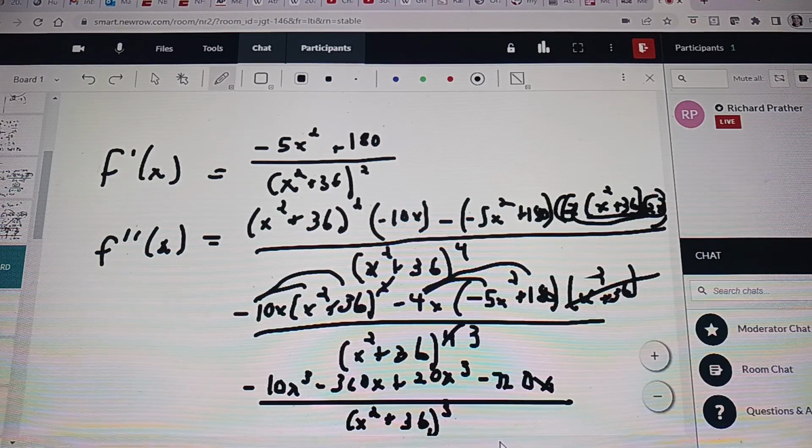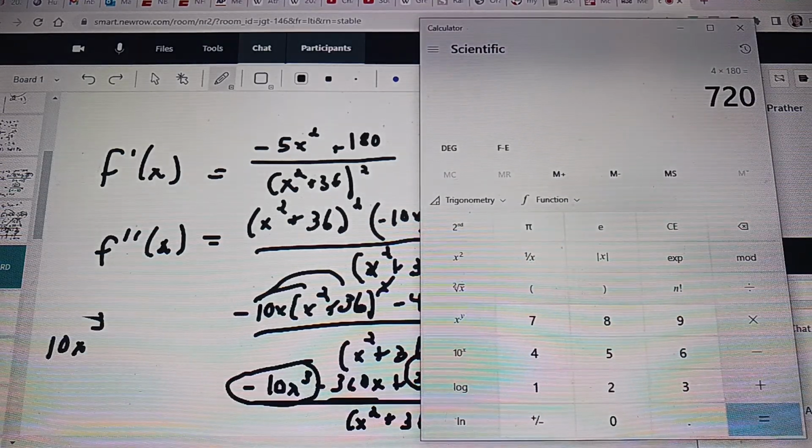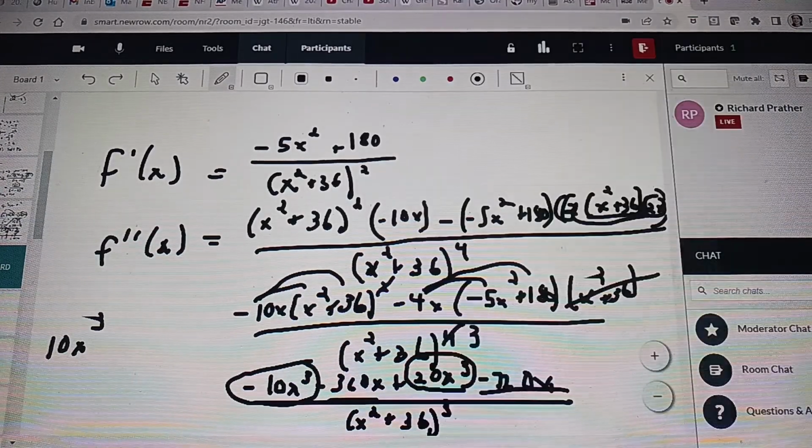Now see, this is a case where this is so messy and we're spending so much time just trying to find the second derivative that only because they're asking for the concavity are we even bothering to do all this. If I was just graphing it, I would use other techniques to get the graph and not worry about all this, but this is good practice. So 20x to the third minus 10x to the third, that is 10x to the third. Negative 360x and negative 720x is negative 1080x.